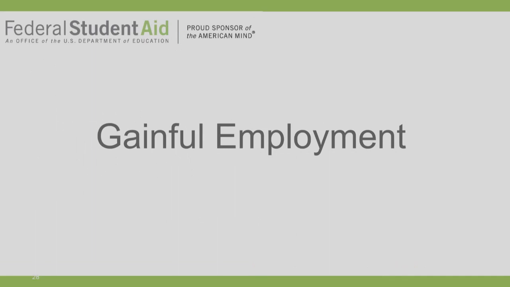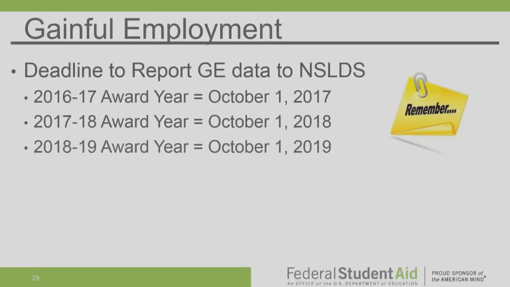The last thing I want to talk to you about is gainful employment. This is just a reminder of the dates that you should have reported your information for the 16-17 award year by October 1st. But this is also to remind you, last year when we did the completers list and we gave schools an opportunity to make corrections to the data they already reported, we found that there were thousands of corrections that needed to be made.